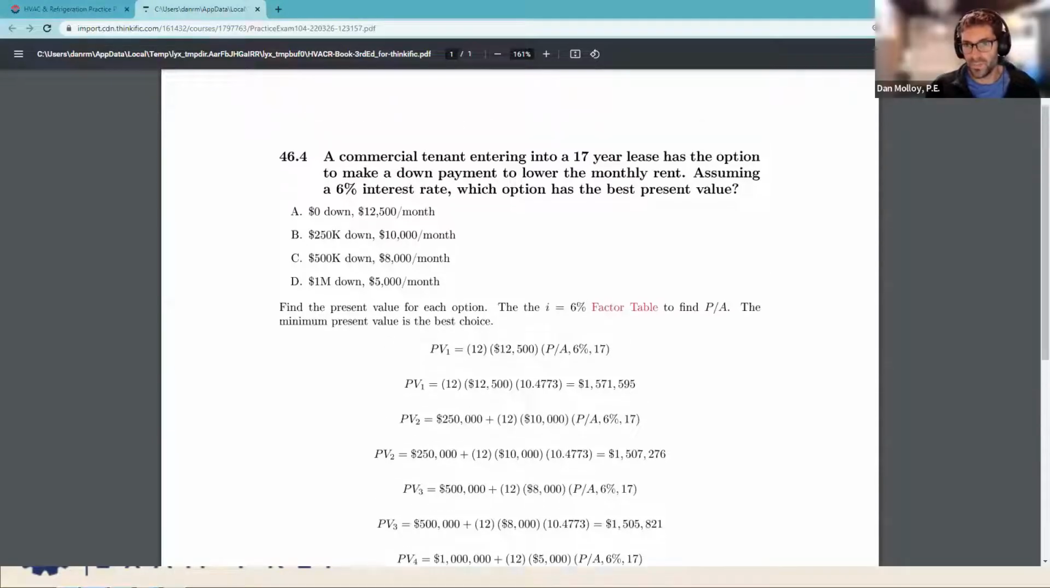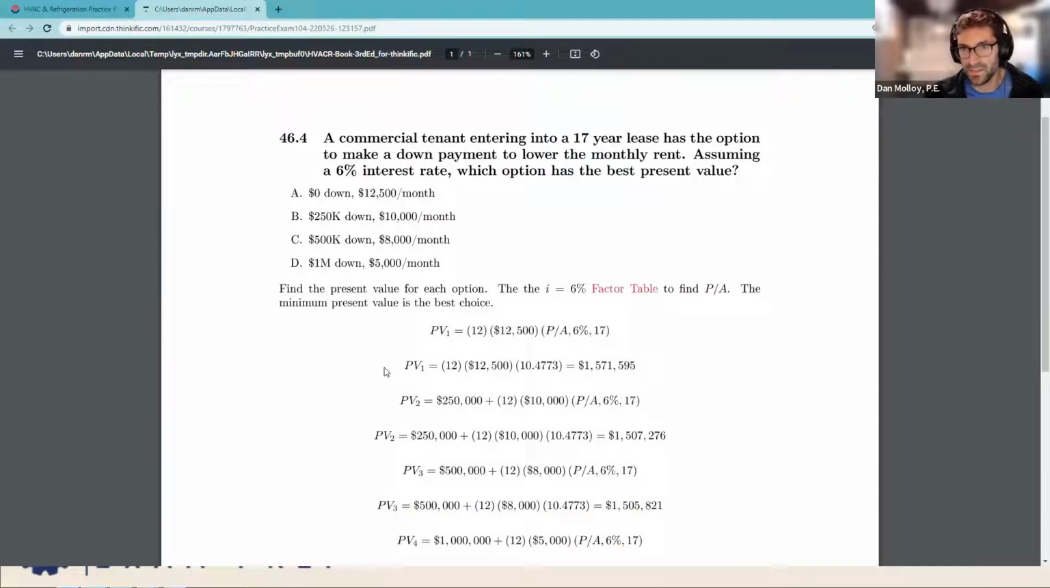All right, so this one was about a tenant entering into a lease that has the option to make a down payment to lower the monthly rent and assume a 6% interest rate. Which option has the best present value? You can almost think about this as if you were buying a house. You could pay nothing down and so much a month, or you could put something down, and the question is how much. If you were to put that much down and your monthly payments were these numbers, what would be the best option?